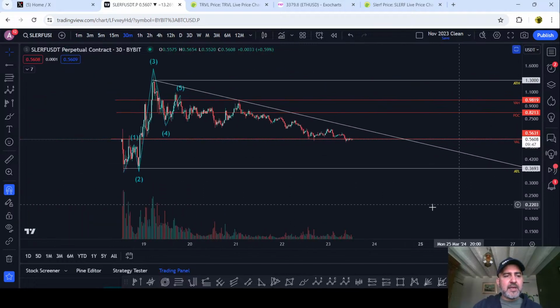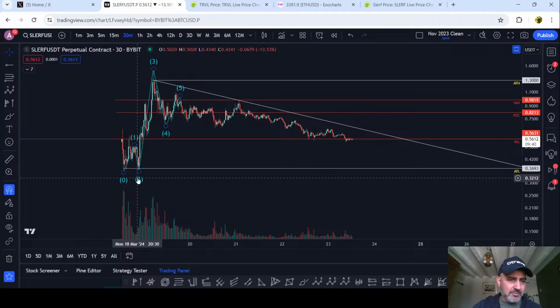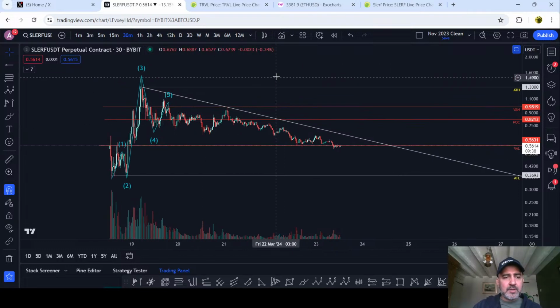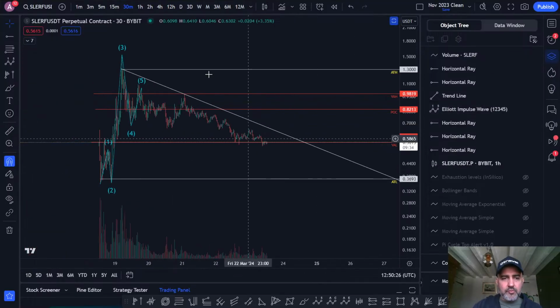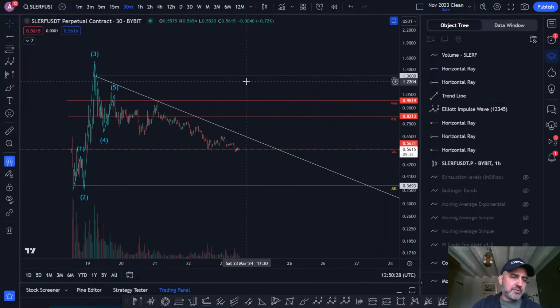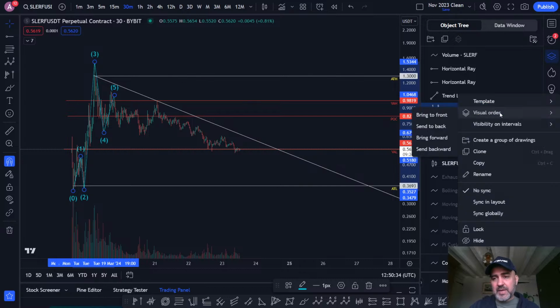The good thing about Slerf is we made the all-time low, then we made an all-time high. So I like the order of the way the all-time low was made first and then the all-time high. That is your range effectively when it comes to Slerf. We're range bound between the all-time high and the all-time low. That's what's happening right now. It's very simple what's happening. We're just range bound.